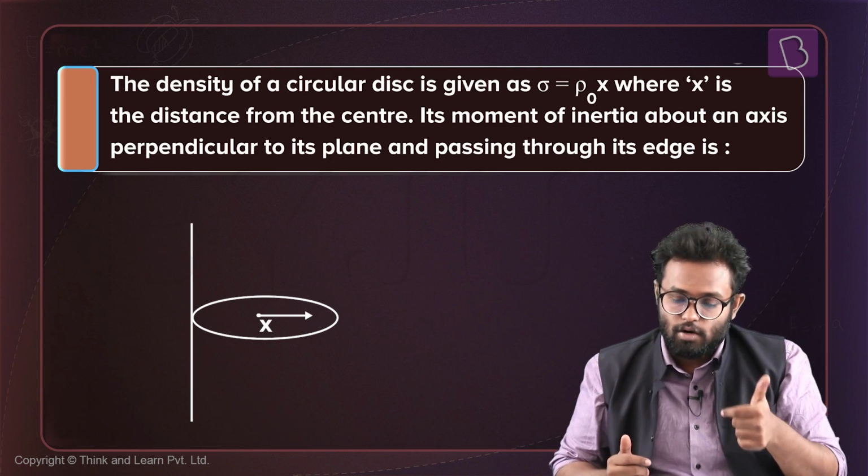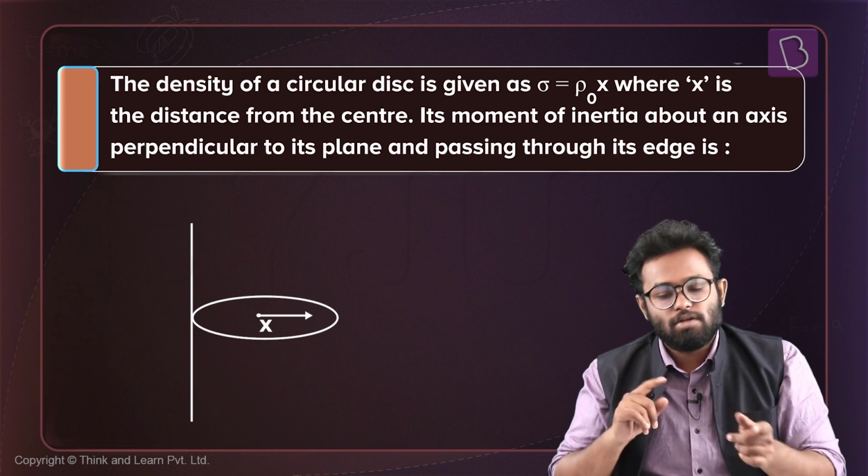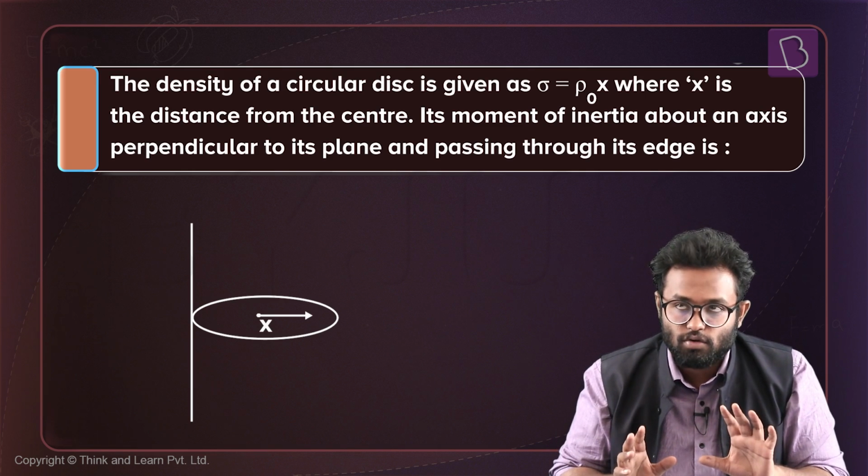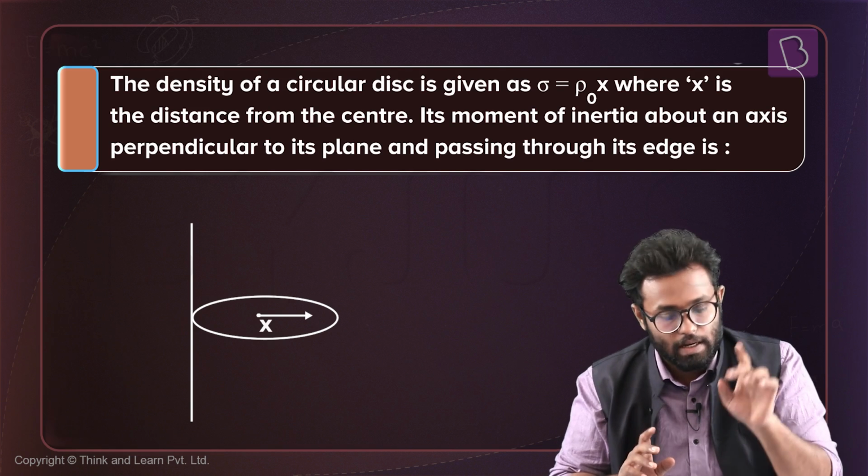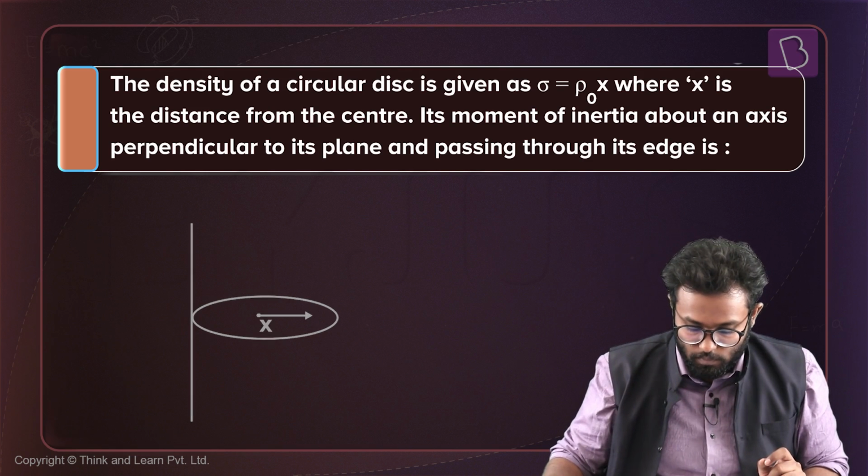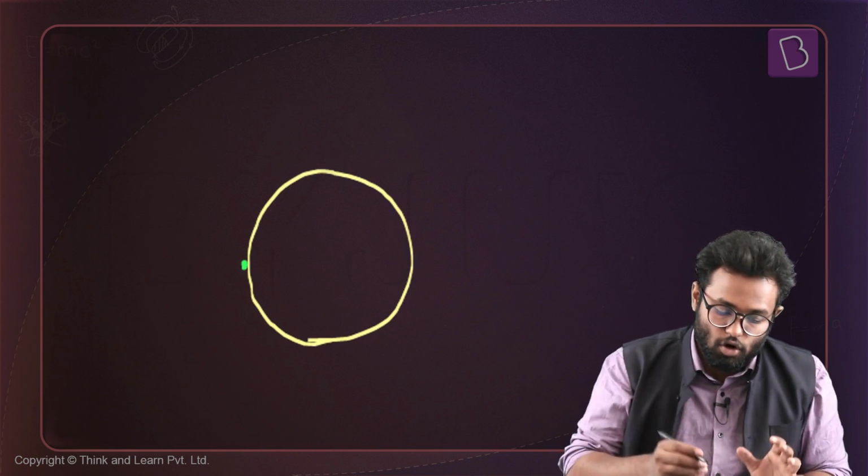So in this case, I can't do that because the mass is not distributed uniformly, right? So what can we do? We can use integration again here. So let's do that. So here, this is the top view, right?